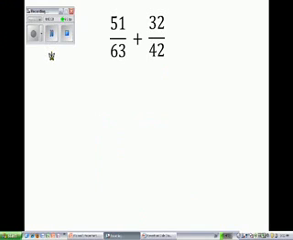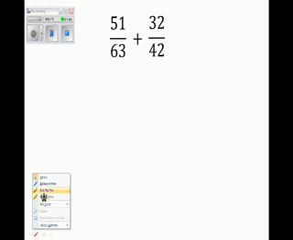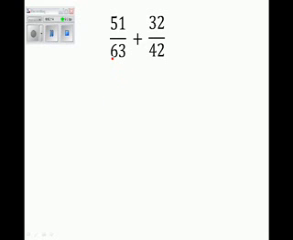Okay, so here's our second problem. 51 over 63 plus 32 over 42. Now the first thing I said is that we need to find a common denominator. So a common denominator for 63 and 42 would be 126. Now the third thing I said is that we need to remember to multiply the numerator by what we multiplied the denominator with to get the common denominator. So I multiplied 63 by 2 to get 126. So I need to multiply 51 by 2 as well. So that would be 102.